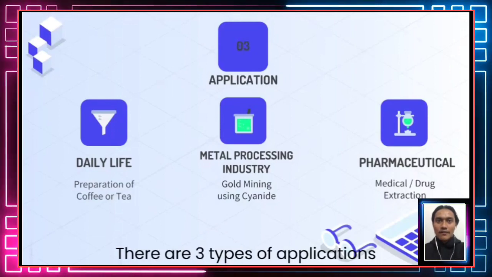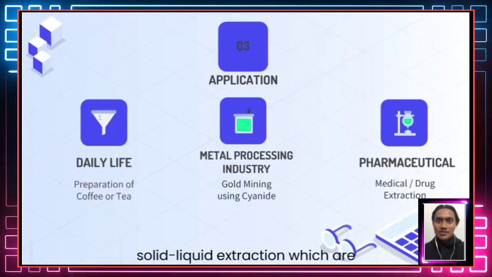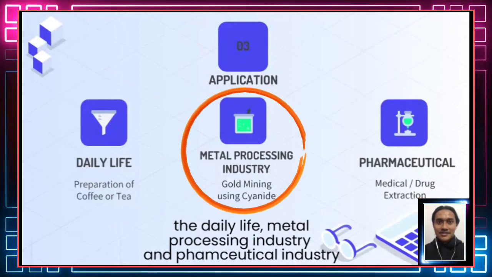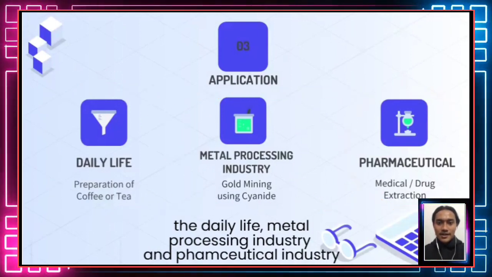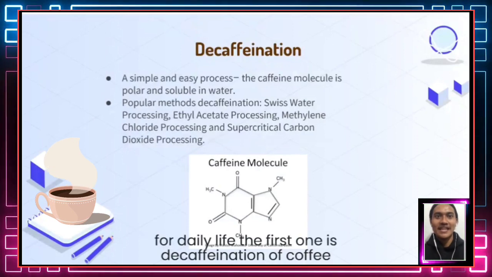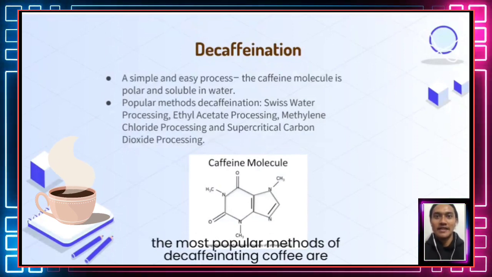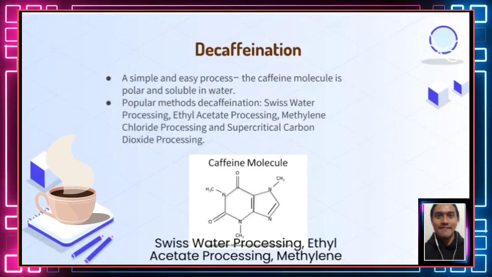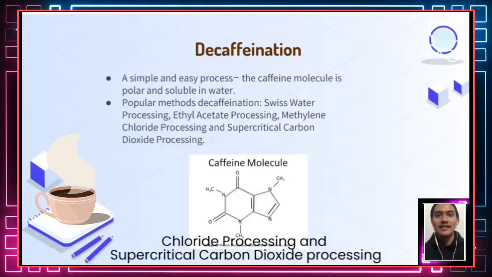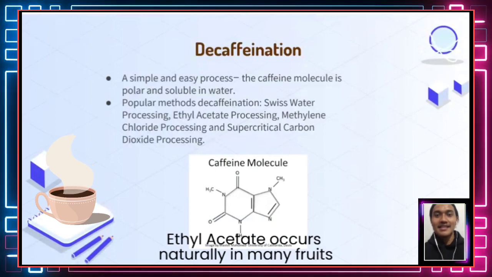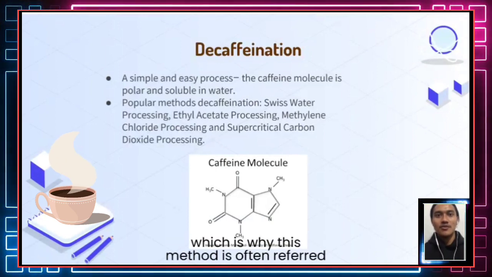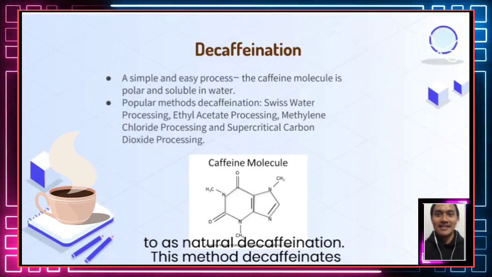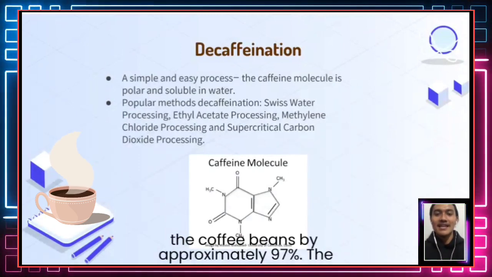There are 3 types of application which can be related to solid liquid extraction, which are daily life, metal processing industry, and pharmaceutical industry. For daily life, the first one is decaffeination of coffee. Most popular methods of decaffeinating coffee are Swiss water processing, ethyl acetate processing, methylene chloride processing, and supercritical carbon dioxide processing. Ethyl acetate occurs naturally in many fruits, which is why this method is often referred to as natural decaffeination. This method decaffeinates the coffee beans by approximately 97%.